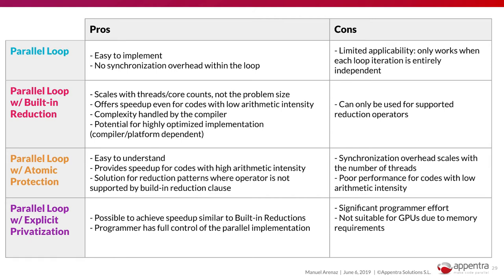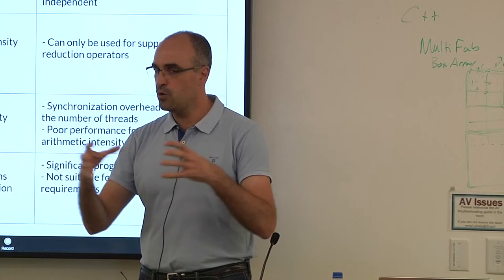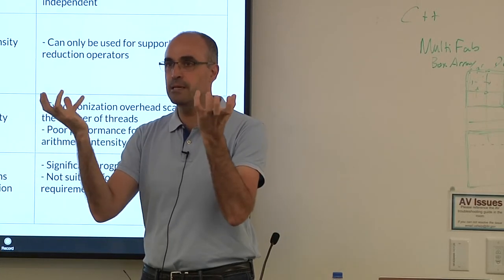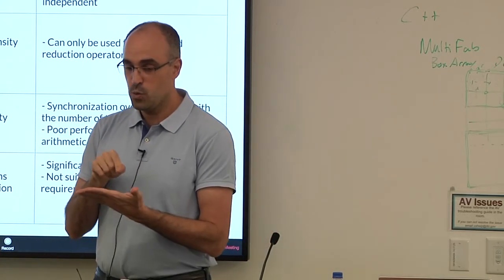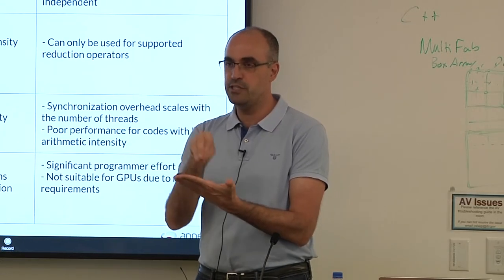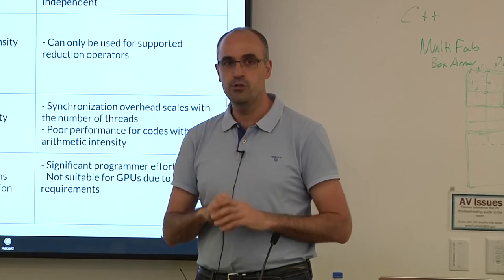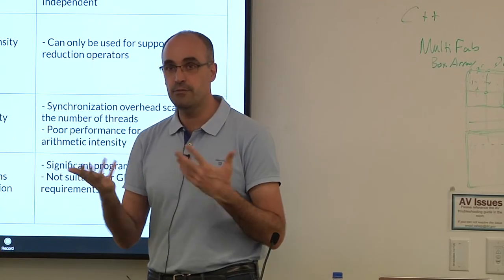The built-in reduction is great. If you have support in OpenMP or OpenACC, it's similar to MPI. You have MPI reduce, which is an implementation of a reduction operation across the MPI ranks. Reduction operations are so common that all the parallel programming tools have some built-in support for them. The question you need to analyze is, what reduction operations are supported by the tool you are using? Because if the operation is supported, it's great. You just use the built-in support, and everything will work just fine. If it's not, then you need to use alternative implementations.